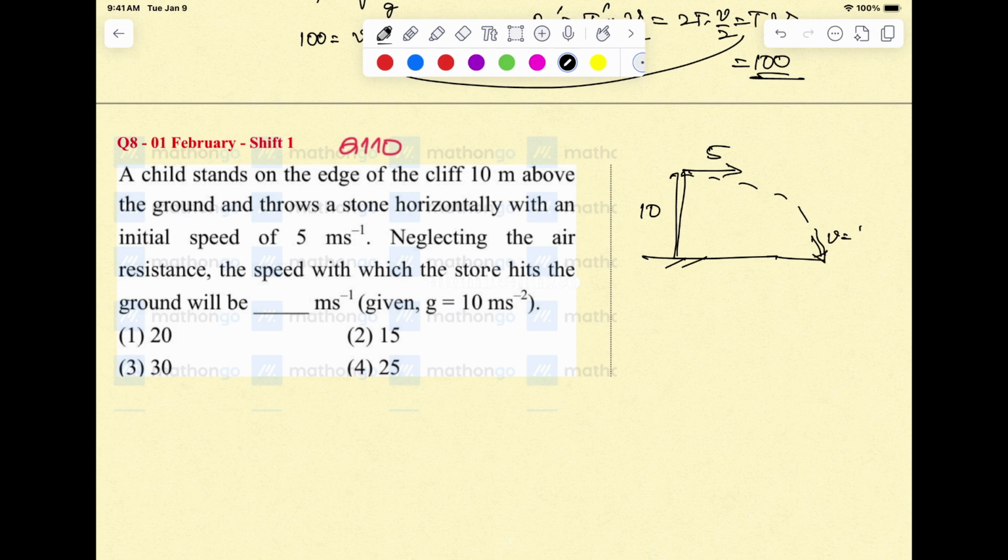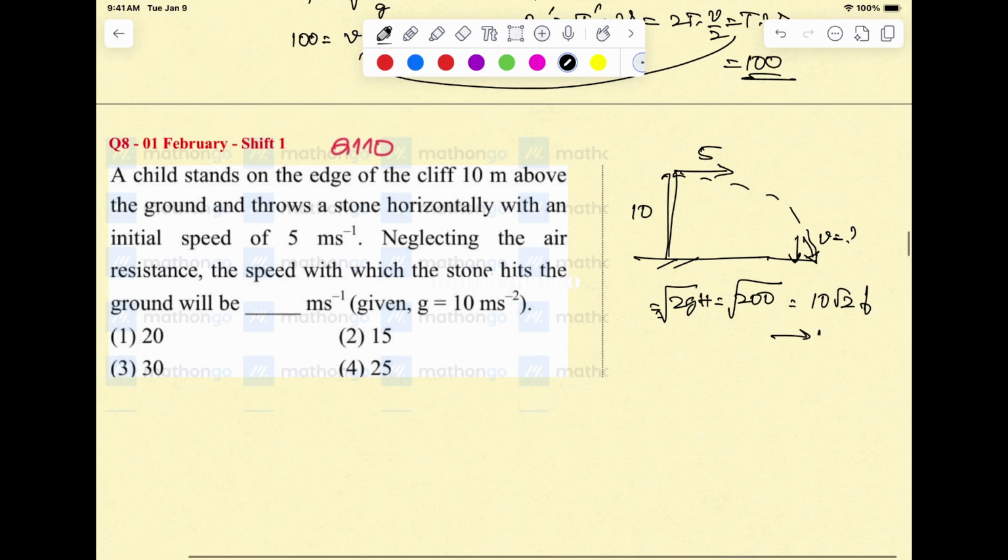V is equal to how much is asked. So then we know from the formula. Otherwise, you can also work it out from energy conservation or from the kinematics formulas. Vertical component squared will be equal to 2gh. In this case, 200 is equal to vertical component squared. Therefore, the vertical component is square root of 200, or 10 root 2. Horizontal component remains the same as initial, which is equal to 5.